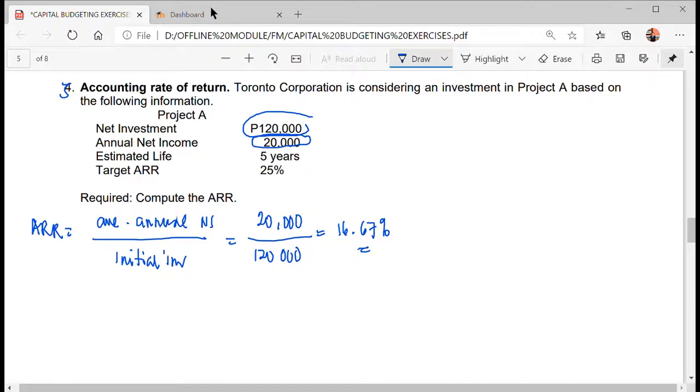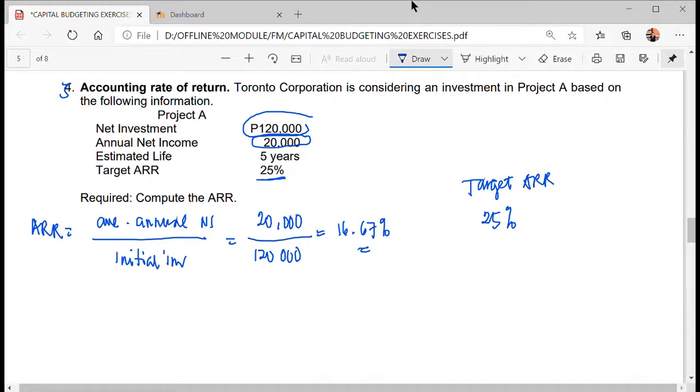But here is the question, right? Toronto is considering an investment in Project A based on the following information. And remember, they have a target. So, there is a target ARR. The target is 25%. So from this project, Project A, your ARR, what you are going to get from this investment is 16.67%. And our target ARR is 25%. So for this project, is it okay to accept it considering that our expected ARR should be 25%?